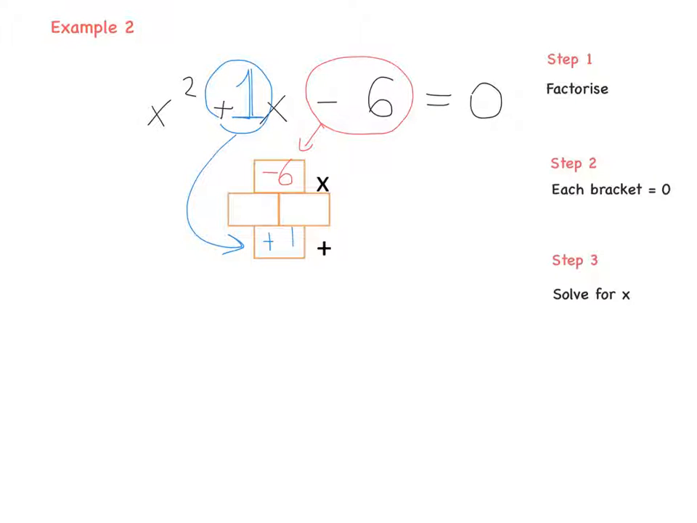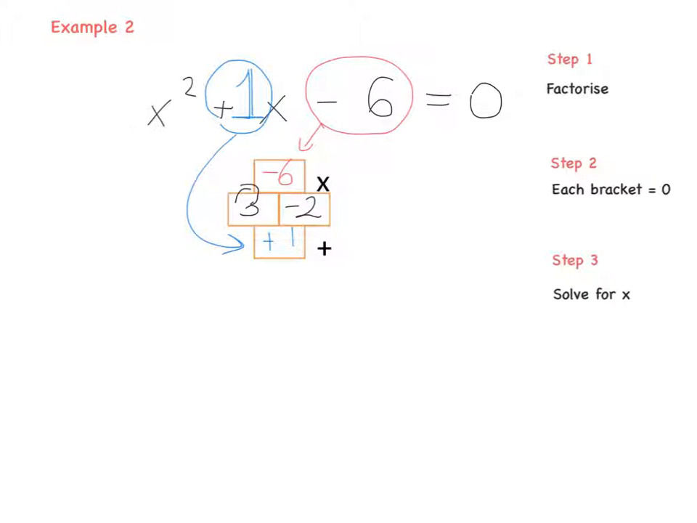So let's say we need to find two factors of minus 6, and one has to be positive, one has to be negative. When we add them up, we have plus 1. So the factors are 3 and minus 2. Okay, so let's check it. 3 multiplied by minus 2 gives you minus 6. 3 minus 2, that's 1.